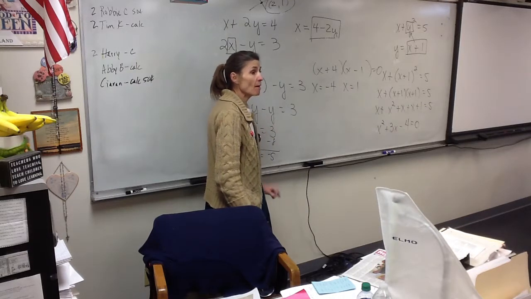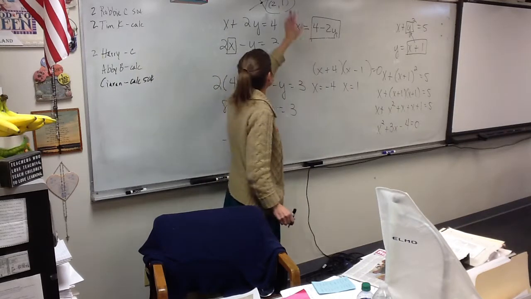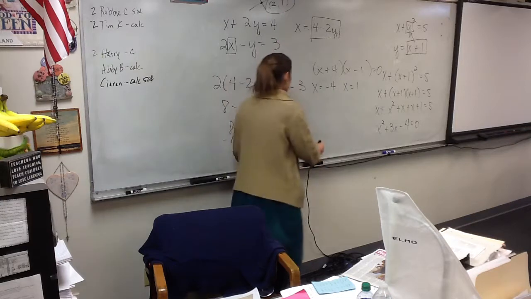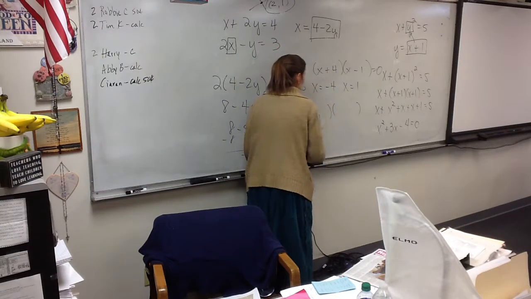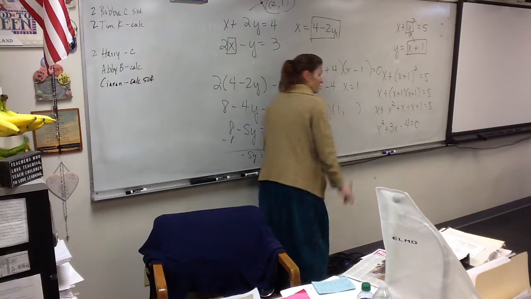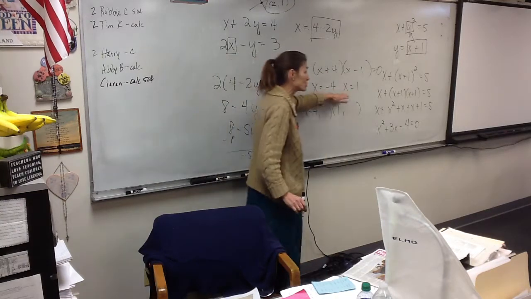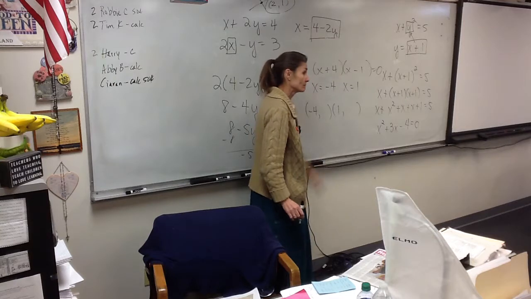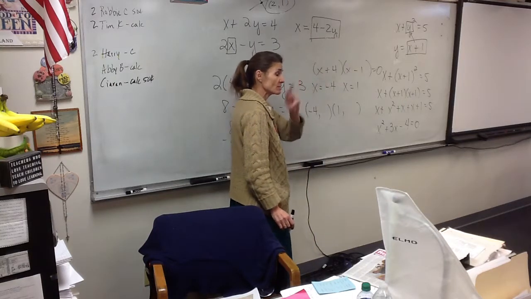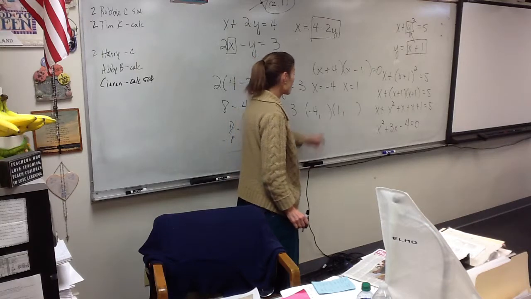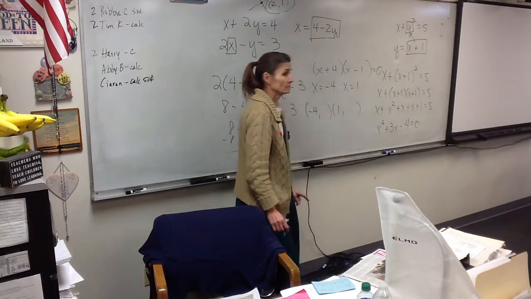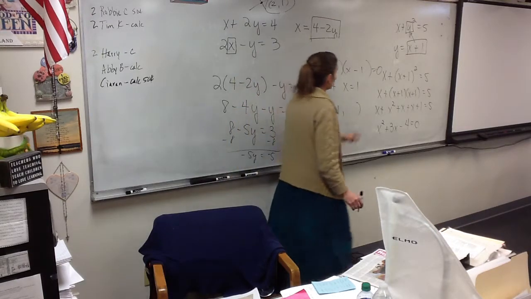Now wait a minute, how are we supposed to write our answers? Ordered pairs. So you're going to have 2 of them this time. One of them has an x-coordinate of negative 4, and one of them has an x-coordinate of 1. Those are both x's. So there's 2 answers this time. We'll talk about y in a minute. How do I get the y's? Plug them in.